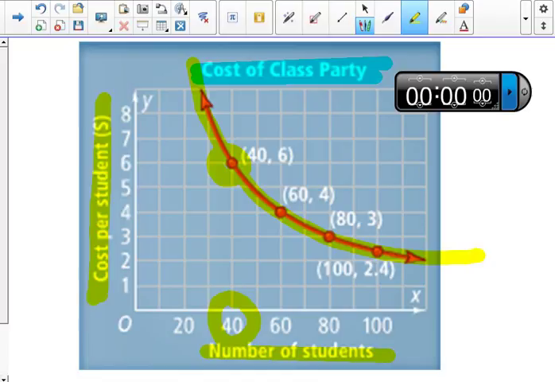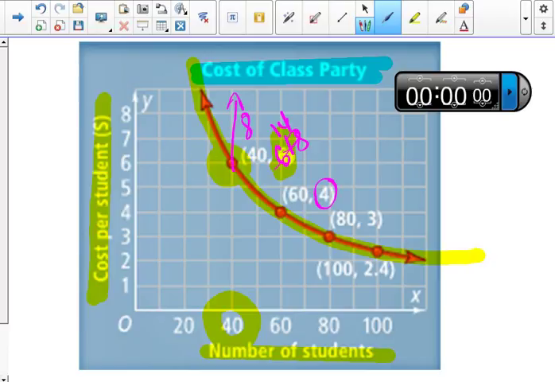So if we add the food to this, don't you think it's going to raise the cost for each student by $8? So when we have one student, well, they don't even have the cost there, but don't you think it's going to raise the cost per student by $8? So if we were at $6 per student for 40 students, now we've got to tack on $8 to that, right? Because it's going to cost each student $8 extra to eat. So it would be 6 plus 8 here, which would be 14. So it's shifting this up by 8 units.